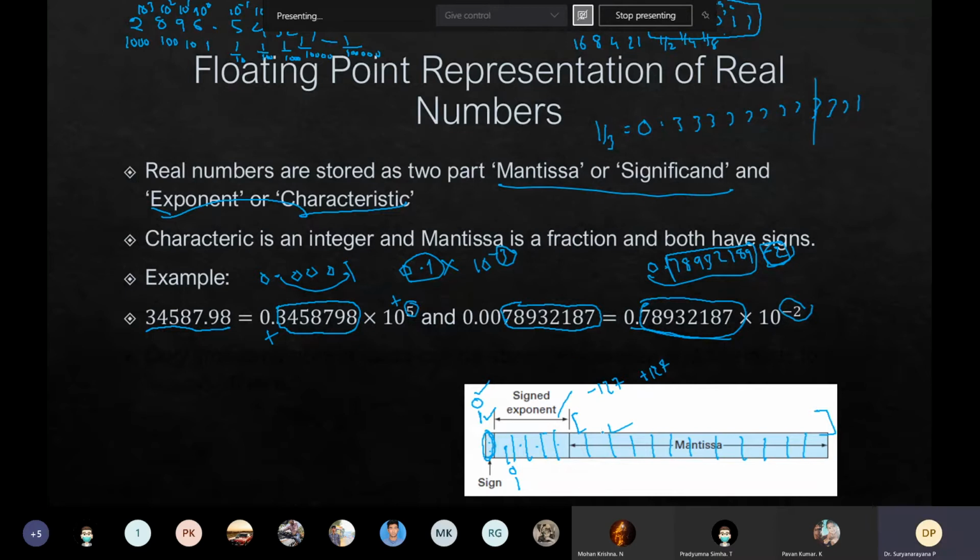So mantissa has a fraction. If there are numbers here, you have to understand that this is the 2 to the negative 1 place, and the second one is 2 to the negative 2, 2 to the negative 3, 2 to the negative 4, so on and so forth to 2 to the negative n. Okay, that is how the computer stores a real number.